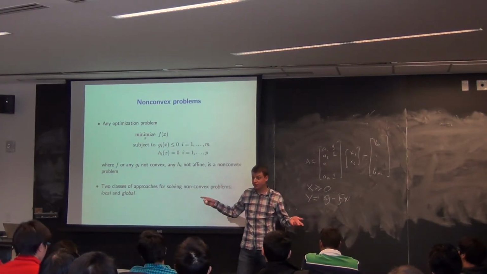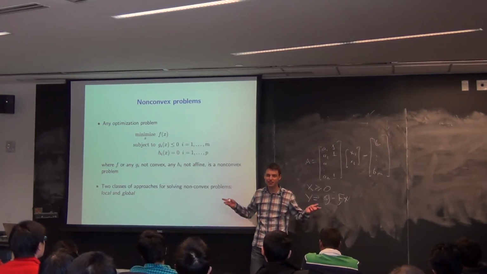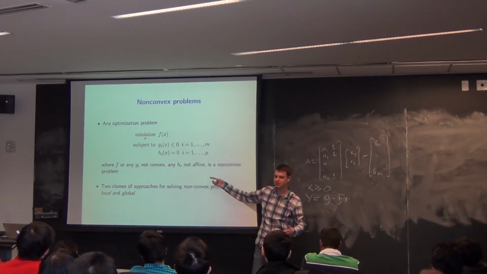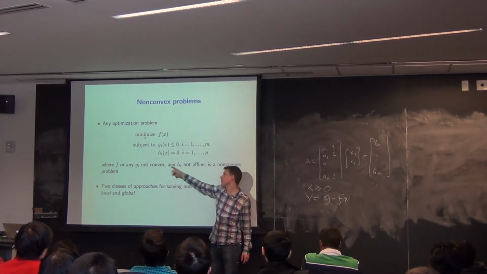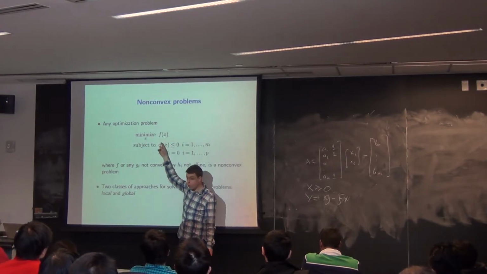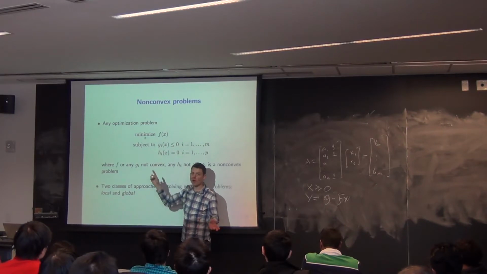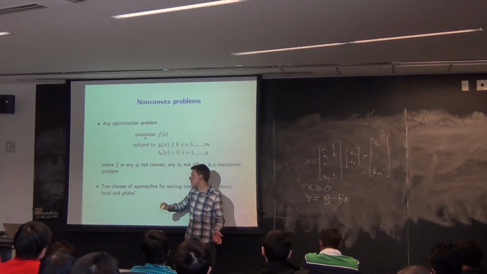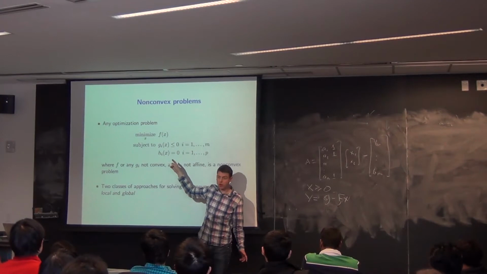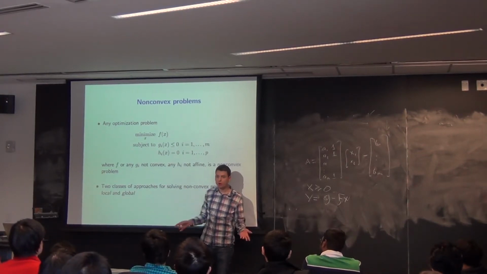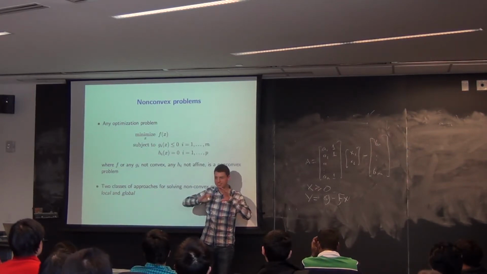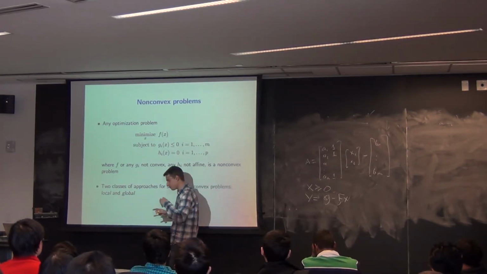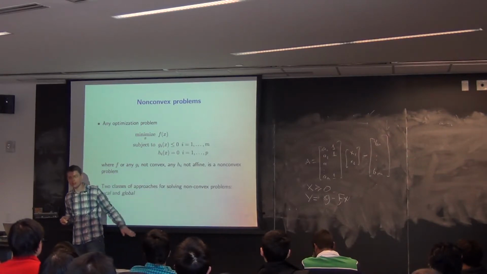So not surprisingly, non-convex problems are everything that isn't convex, right? Everything else is non-convex. Namely, if you have a problem like this, where either the objective or any of the constraints are not convex, the whole problem is non-convex. If any of the equality terms are not affine, the whole problem is non-convex. Doesn't matter if all the rest of them are. If you have any term that does not obey the criteria of the convex problem, the whole problem is non-convex.